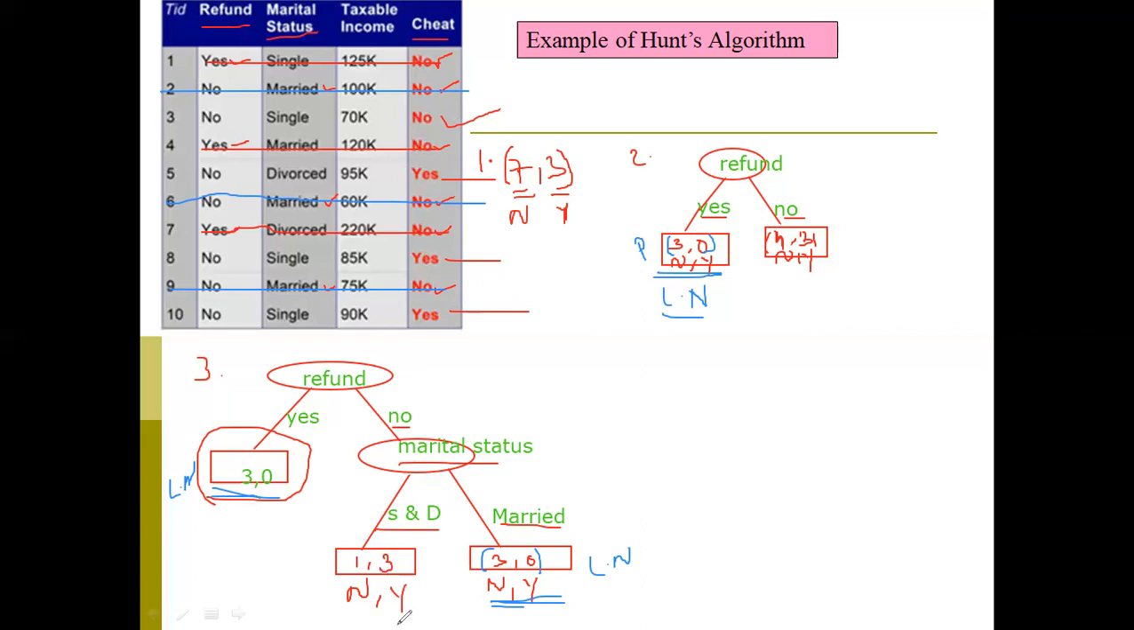Then again we are going to divide this particular node with another attribute. What is the attribute? We have one more attribute in our table, that is taxable income. But this taxable income has continuous values. What are you going to do with these continuous values? Let us check. First of all, now we are in step 4.